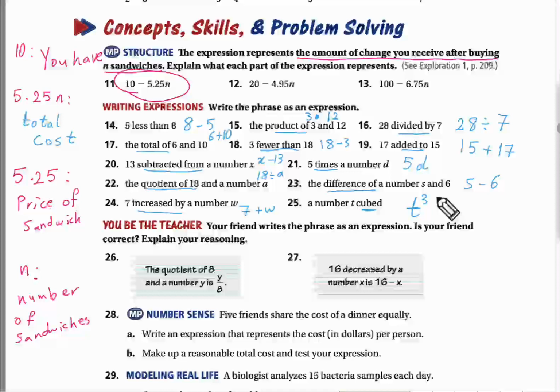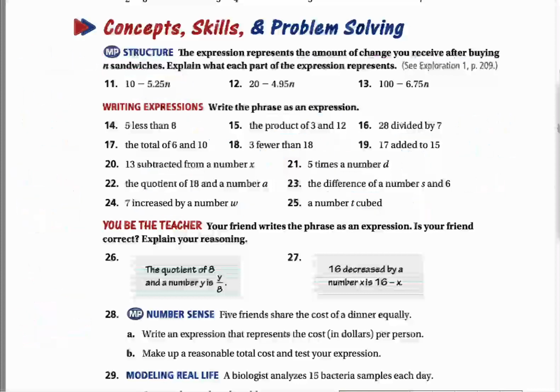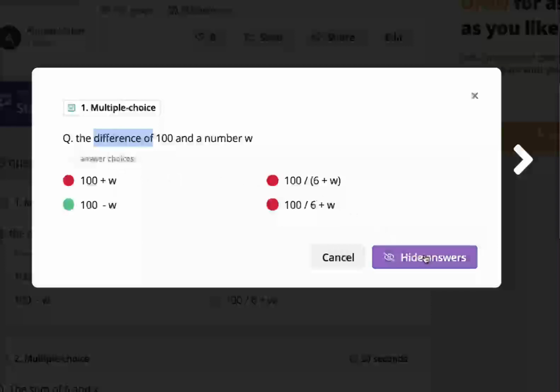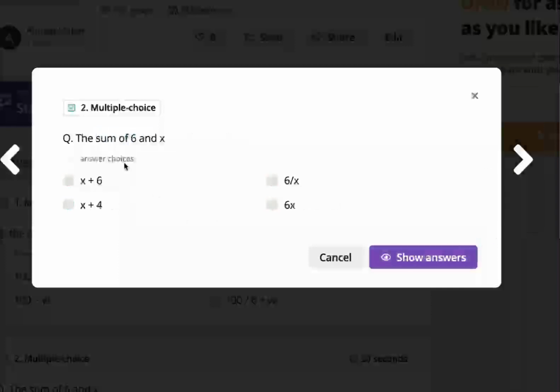Okay, my heroes, any problems? No. Easy. Is there anyone writing? Now I'll send you the link. The difference. Difference means subtraction, not plus. So 100 minus W. Okay, Salem. Solve the next one.